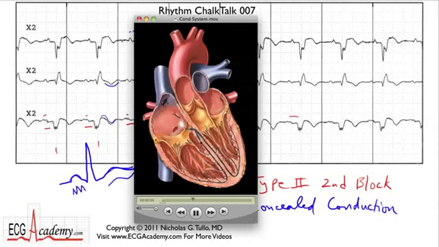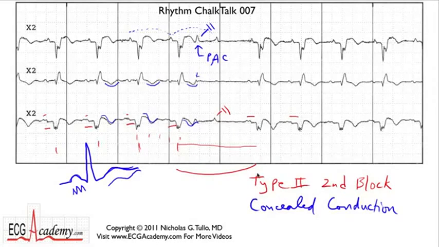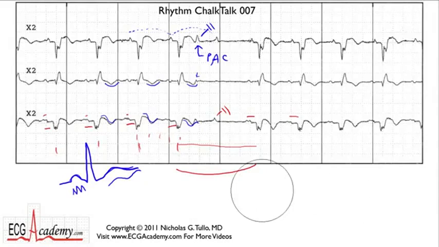Remember, normal PR interval should be 120 to 200 milliseconds. And then the signal propagates down the His bundle in the Purkinje system. Okay, but the AV node has a very interesting behavior. Let me get rid of that. With the AV node, I'm going to erase this stuff here for a second.